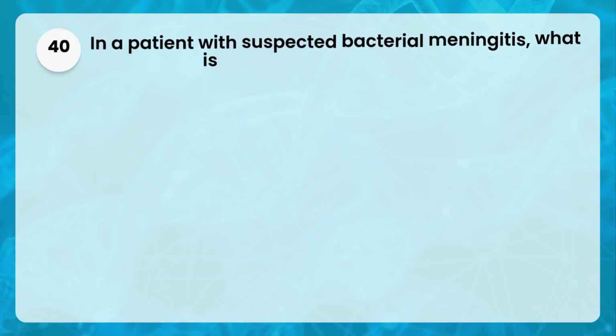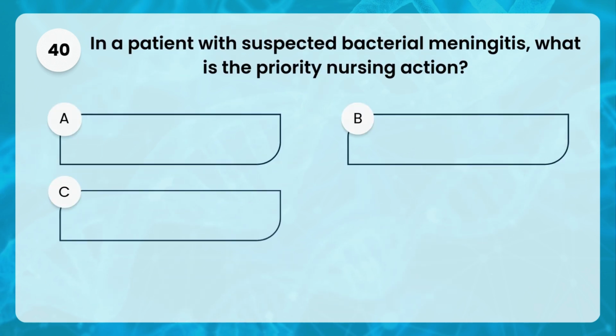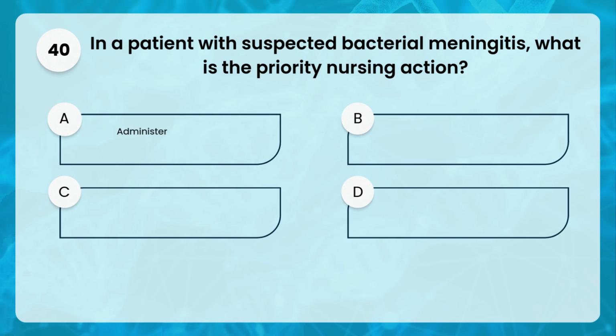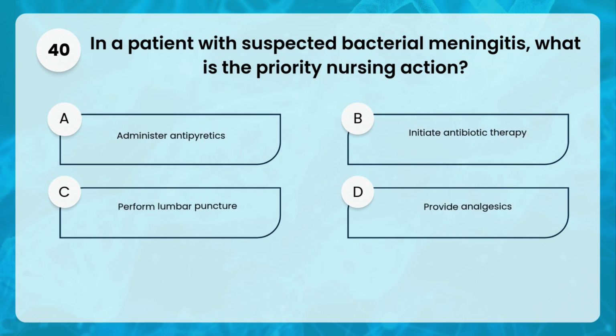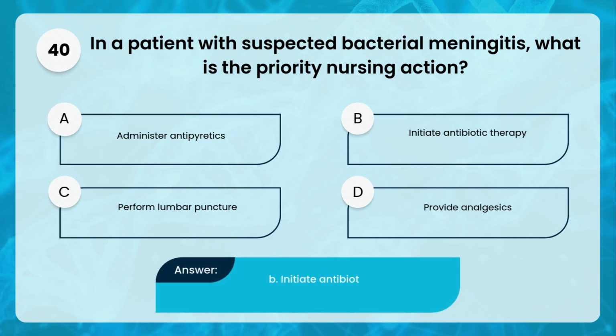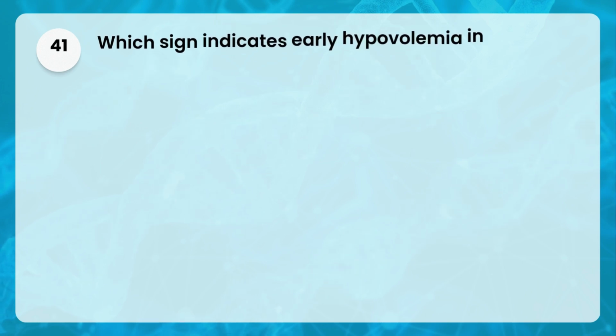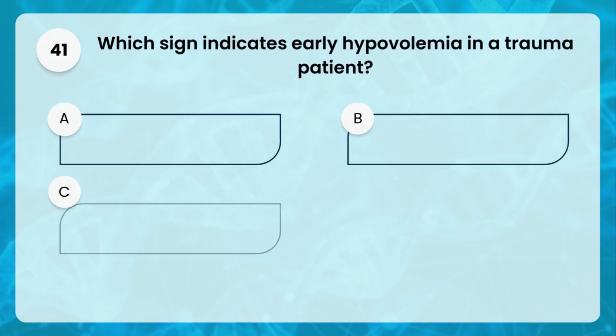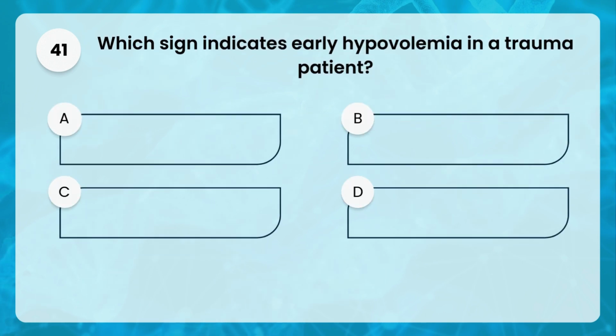40. In a patient with suspected bacterial meningitis, what is the priority nursing action? A. Administer antipyretics, B. Initiate antibiotic therapy, C. Perform lumbar puncture, or D. Provide analgesics. The answer is B. Initiate antibiotic therapy.